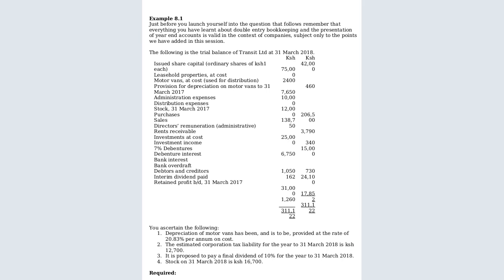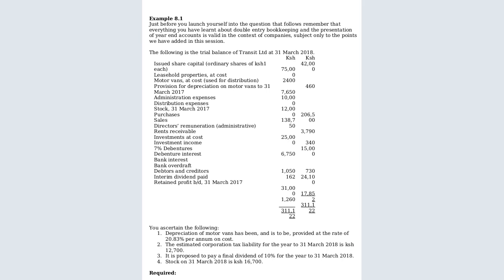Then you have leasehold properties. Leasehold is just another word that you can use for land and buildings, non-current assets. Leasehold properties at cost are worth 75,000. Motor vans at cost, 400. Then provision for depreciation on motor vans, 60. Administration expenses 7650, distribution expenses, all those are expenses. Stock as at 1st March 2017. Remember, our year is ending 1st March 2018, so this stock is the opening stock at the beginning of the year.